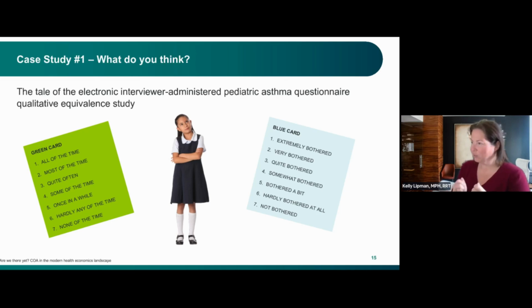As they're asking the pediatric patients the questions, they're supposed to be referencing, okay, I want you to look at the green response card to answer this question, or I want you to look at the blue response card to answer this question, so that the child is grounded to what their answer choice pool is for each of the items. The clinicians weren't doing that.